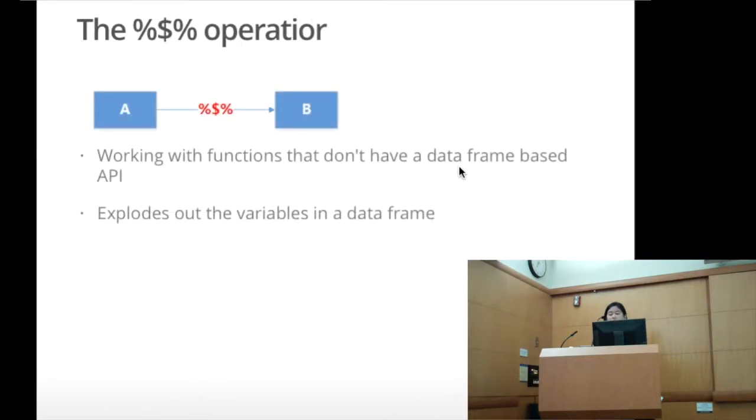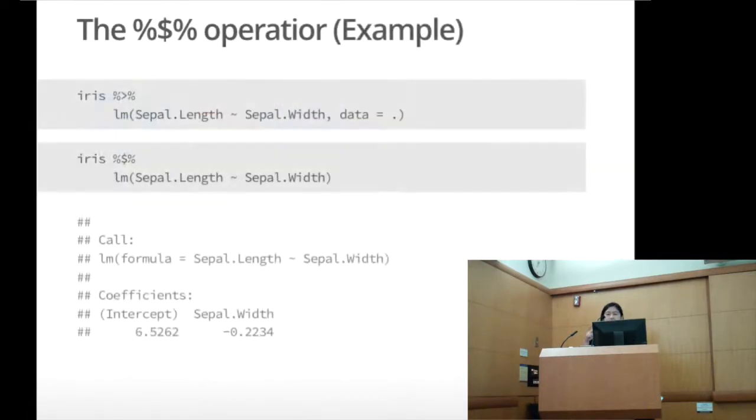And this is the third operator. What does this operator do? Remember when we do linear regression, we specify which variables we want to use, and then we need to specify which data set we want to use. This operator exposes the variables in the data frame. To me, this operator is like a attach function inside of your function.